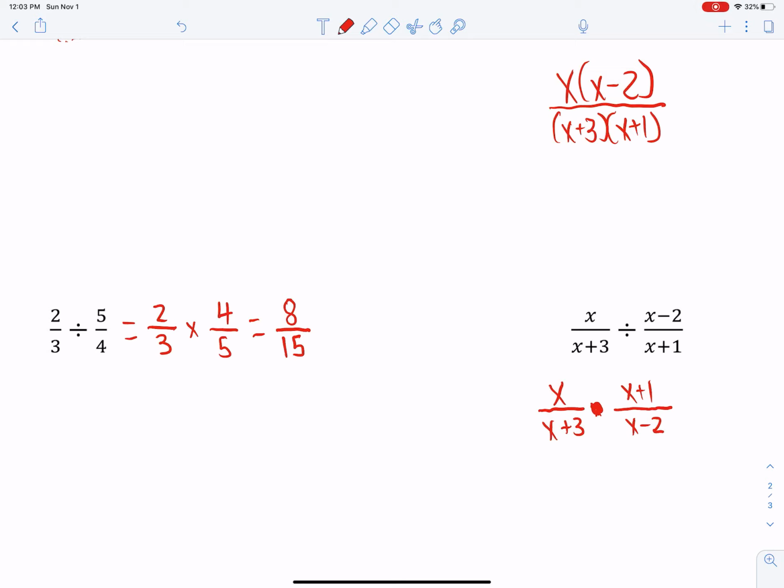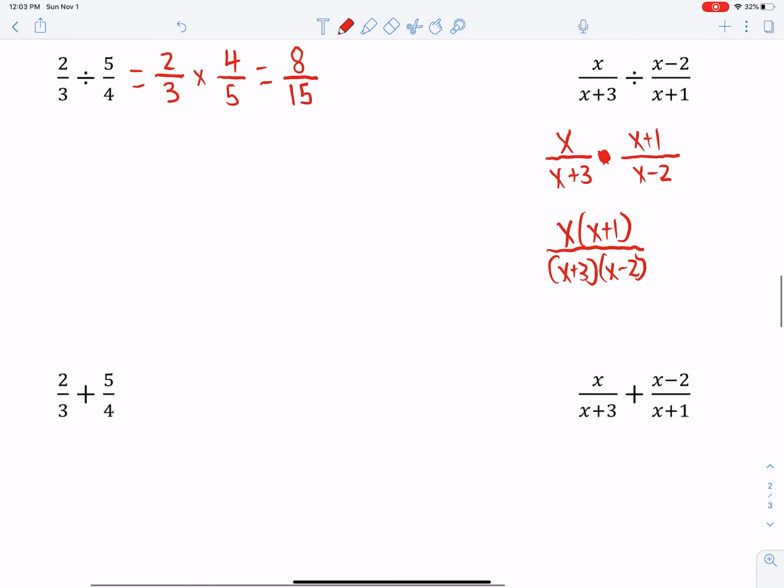Now on the top, we multiply, we would have x times x plus 1. On the bottom, when we multiply, we would have x plus 3 times x minus 2. Like that, and that would be your answer.